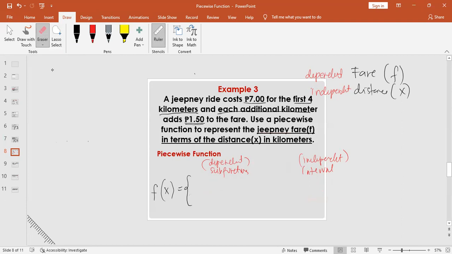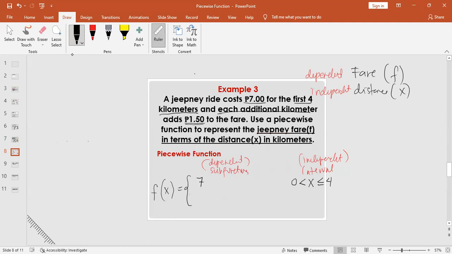So, our first subfunction will be what? A jeepney ride costs 7 pesos for the first 4 kilometers. So, napakadali. 7 pesos daw. So, lagay natin dito 7 pesos. 7 pesos yung babayaran nyo kung ang distansya nyo ay greater than 0 but less than or equal to 4. Right?